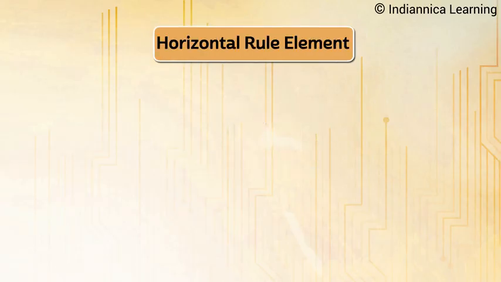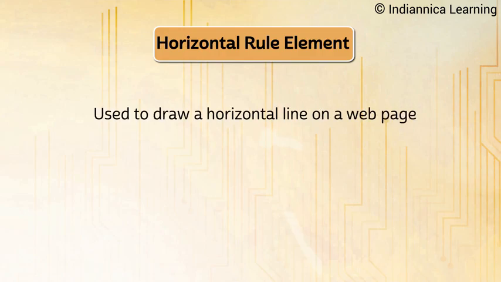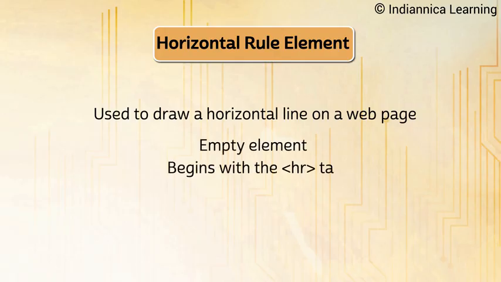Horizontal rule. The horizontal rule element is used to draw a horizontal line on a web page. It is an empty element and begins with the horizontal rule tag.